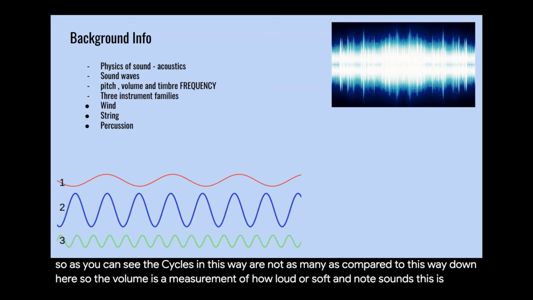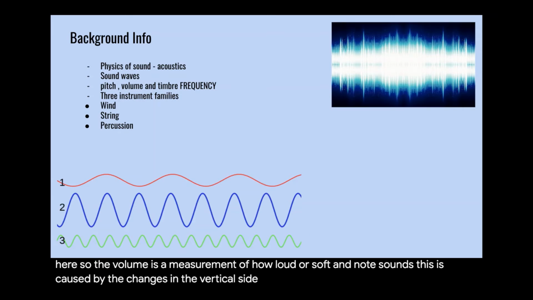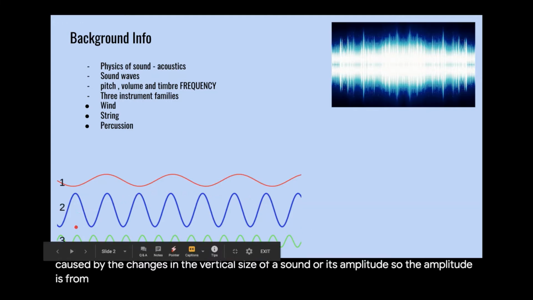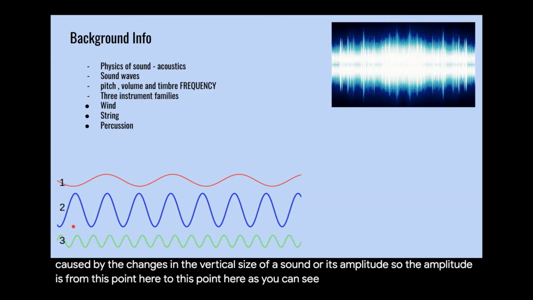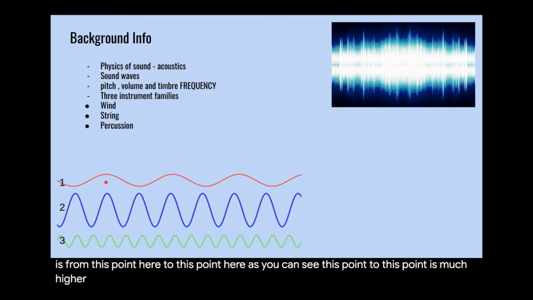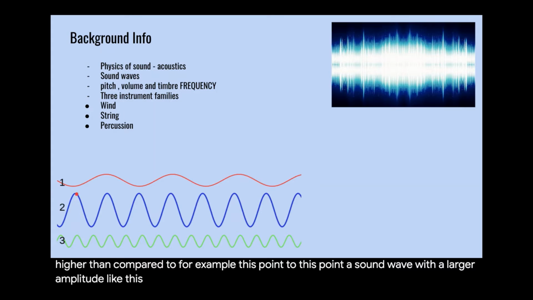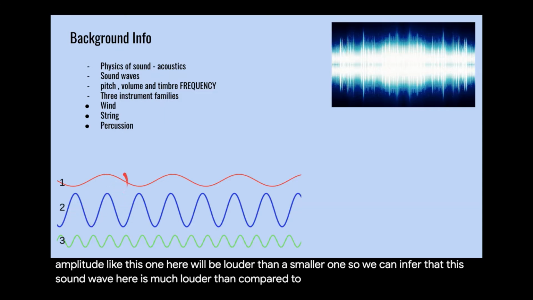This is caused by the changes in the vertical size of a sound, or its amplitude. The amplitude is from this point here to this point here. As you can see, this point to this point is much higher than, for example, this point to this point. A sound wave with a larger amplitude, like this one here, will be louder than a smaller one. So we can infer that this sound wave here is much louder than this one.